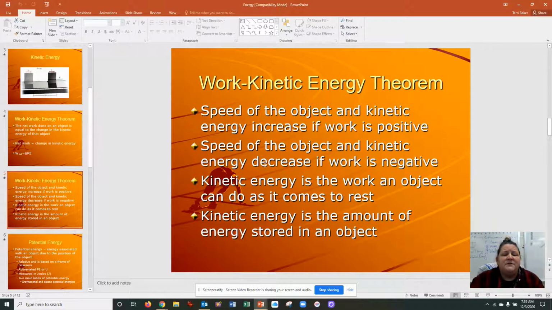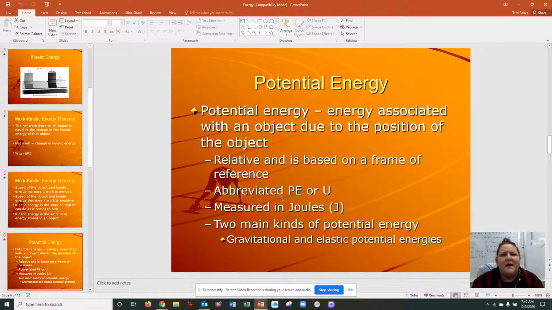Work is positive. You could basically say it's probably speeding up. If an object is moving forward and I'm applying a force to slow it down, work is negative. It's slowing down. Kinetic energy is the work an object can do as it comes to rest. So if it's in motion, it has kinetic energy. The other kind is potential energy. So you have kinetic and potential.